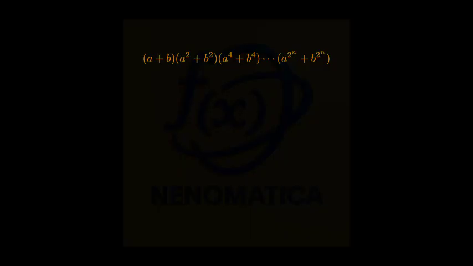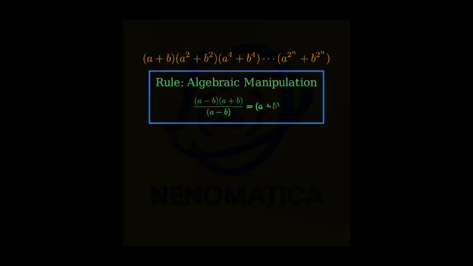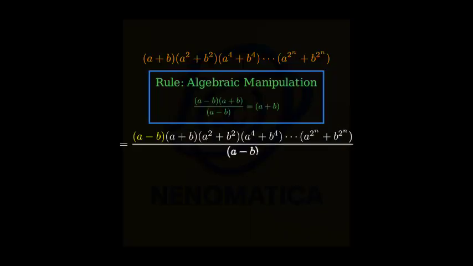First, we'll rewrite it by factoring the numerator. We can rewrite (a + b)(a² + b²)(a⁴ + b⁴), and so on, as (a − b)(a + b)(a² + b²)(a⁴ + b⁴), and so on, all divided by (a − b).